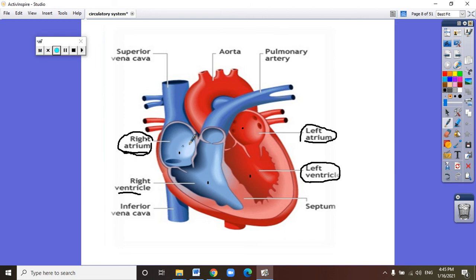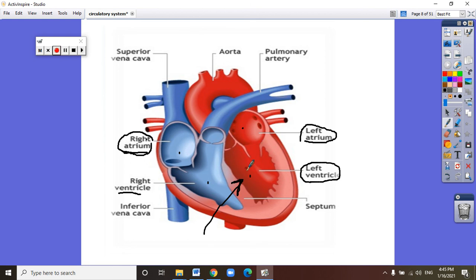and it is divided into two sides. The right side, which carries which type of blood? Primary 5. Very good, deoxygenated blood. And the left side carries oxygenated blood. The two sides are separated by a wall. What is the function of the wall? This wall prevents the mixing of the blood in the two sides.